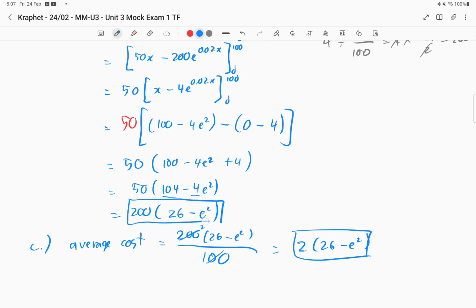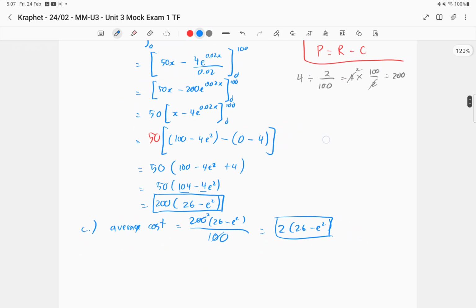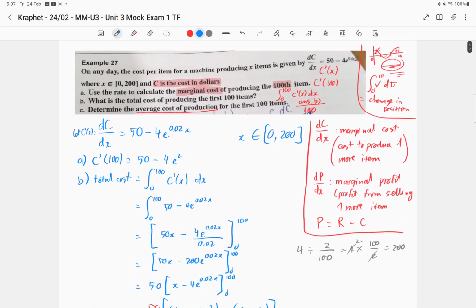Okay, any question, Peter? No. No? Okay. So yeah, that's an example. This is a really good example of understanding the idea of the marginal cost of something, and then you anti-derive the marginal cost, which is the cost to produce one more item at that number of items.